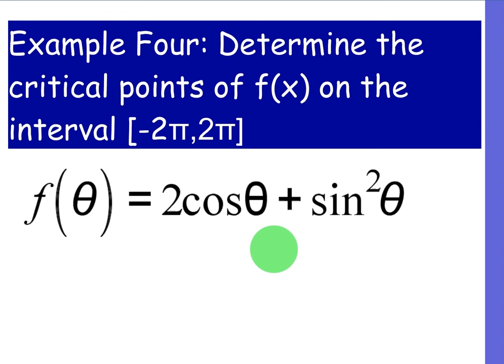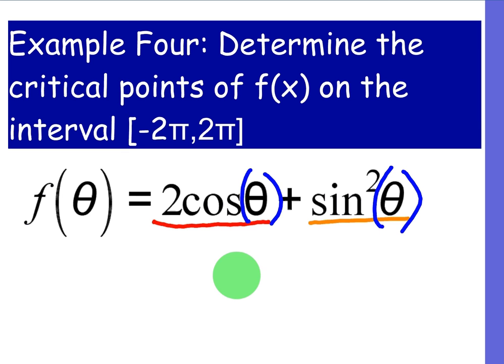Now here's our function. It's a little weird. It's 2 cosine of theta plus sine squared of theta. And so just remember, first of all, to put parentheses around theta where necessary, right? Remember that whenever you're finding critical values or points, the first thing is to take the derivative, and we can do that. These are just some trig functions.